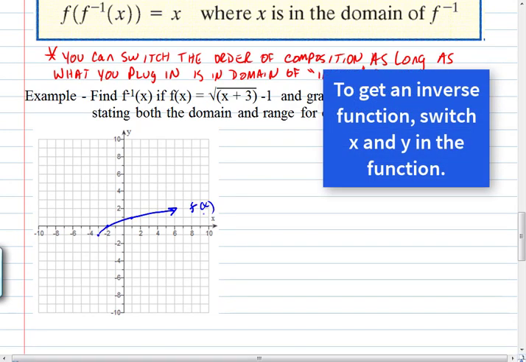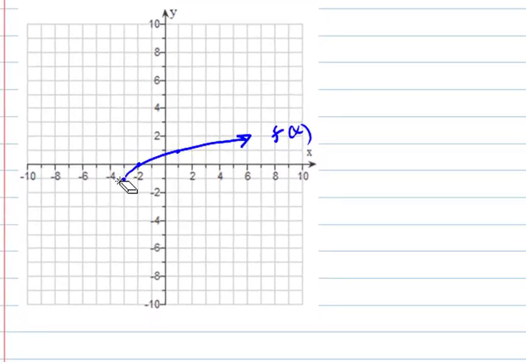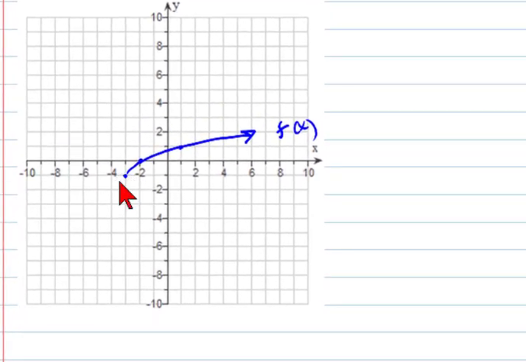Well, now I got to graph the inverse function. Well, what did I do? I switched x and y. So if this point, negative 3, negative 1 is on the graph of the function, what has to be on the graph of the inverse function? Negative 1, negative 3. That point has to be there.